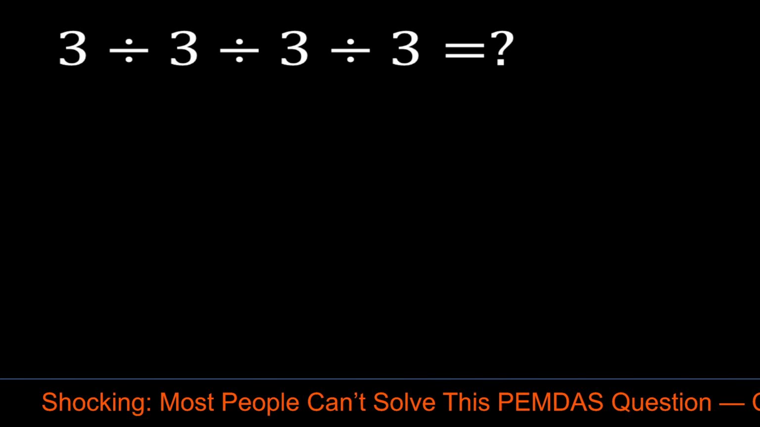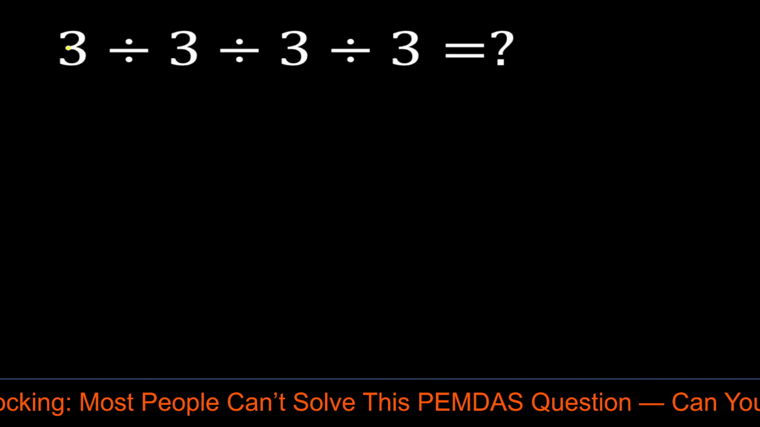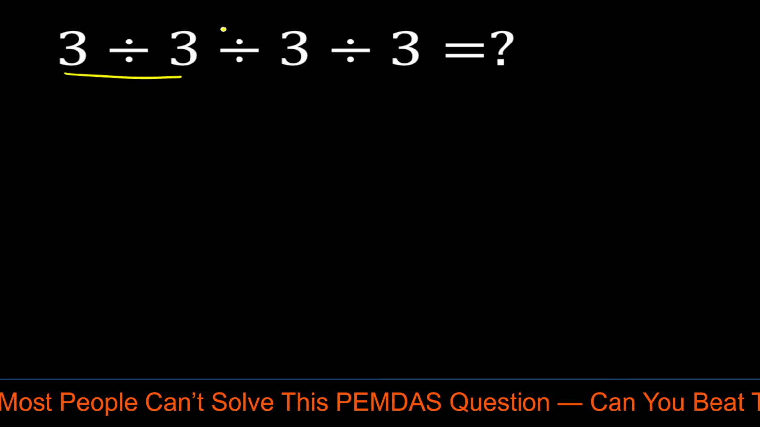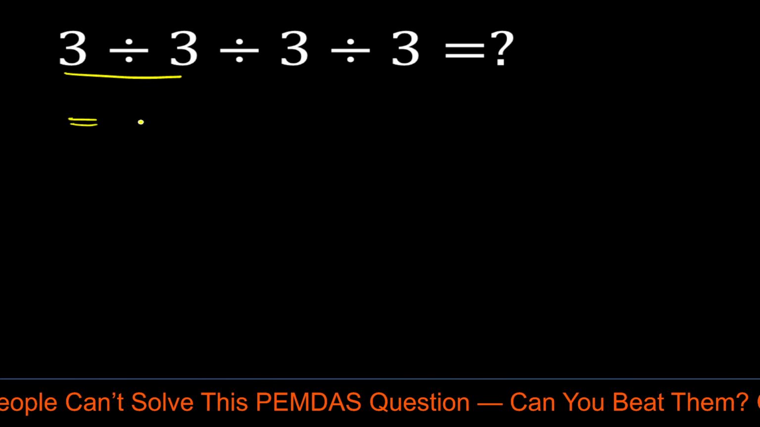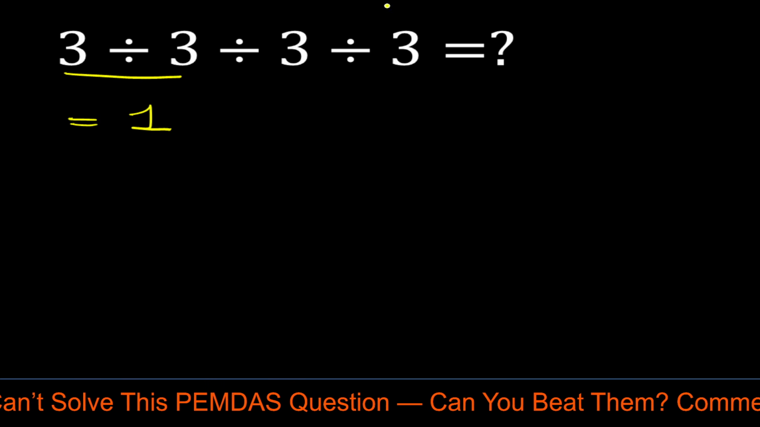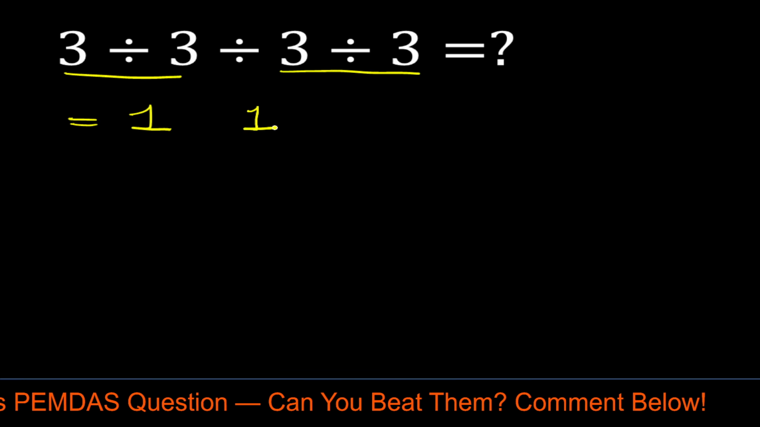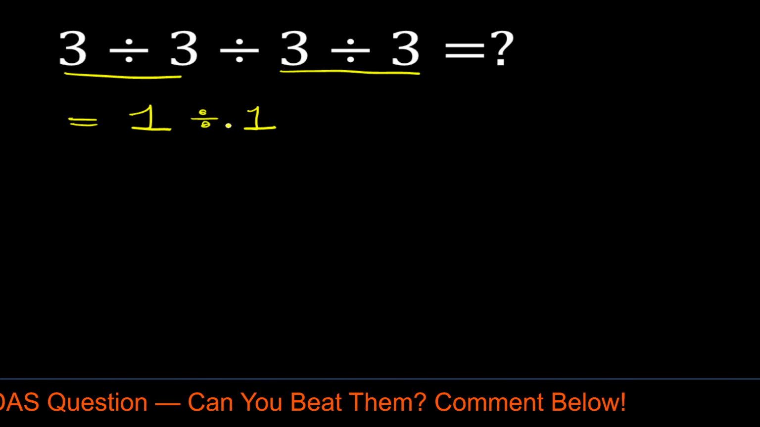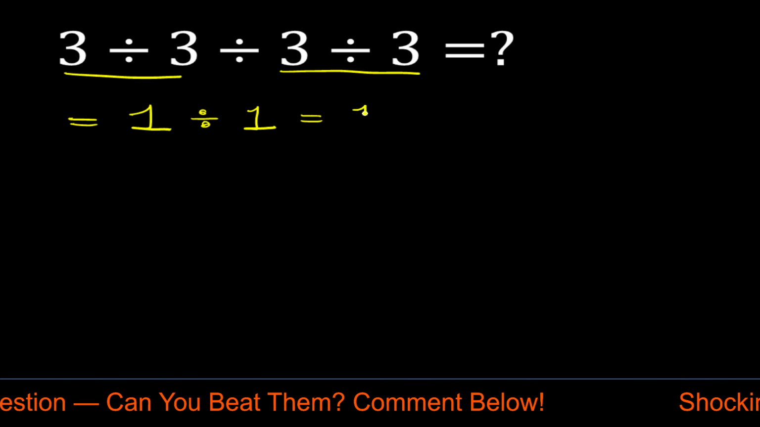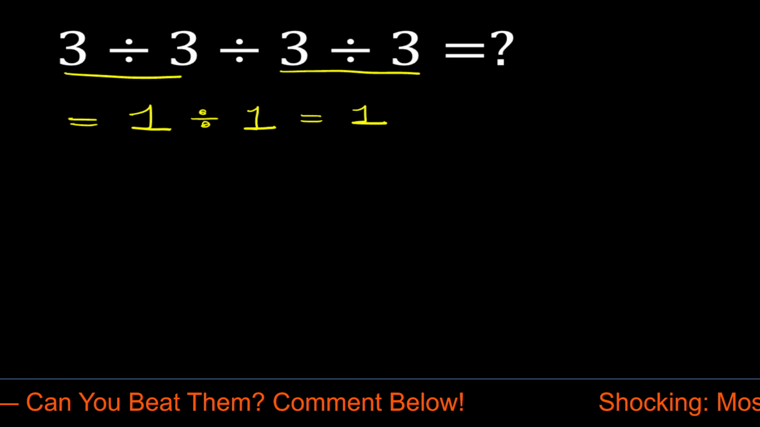So most people solve this question like 3 divided by 3. So 3 divided by 3 is equal to 1, right? Then again 3 divided by 3. So 3 divided by 3 is equal to also 1. Now 1 divided by 1. So 1 divided by 1 is equal to 1, right?